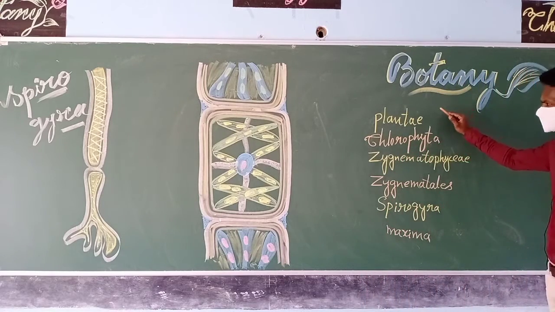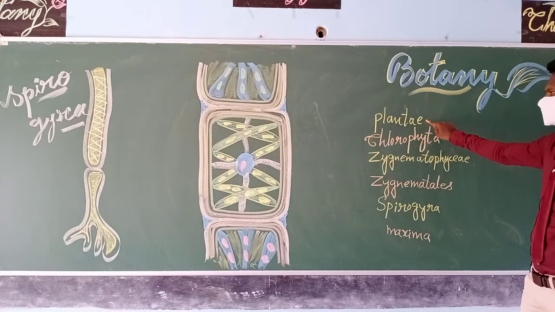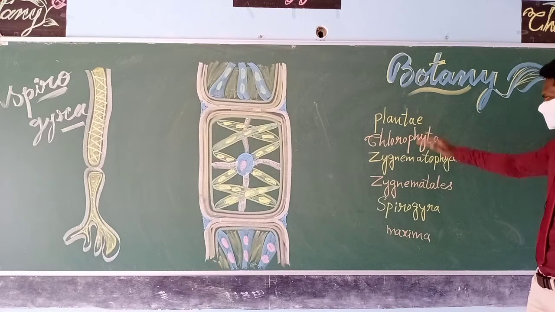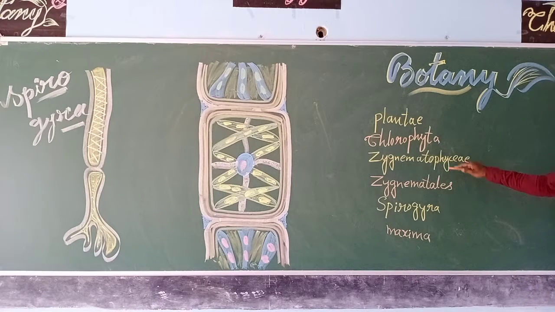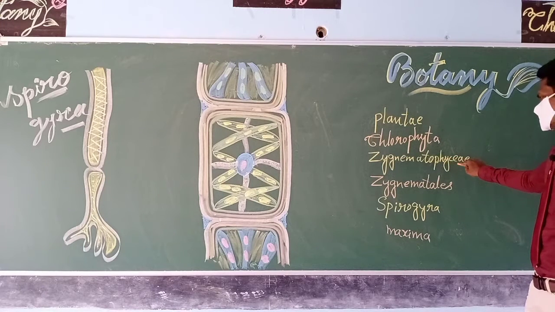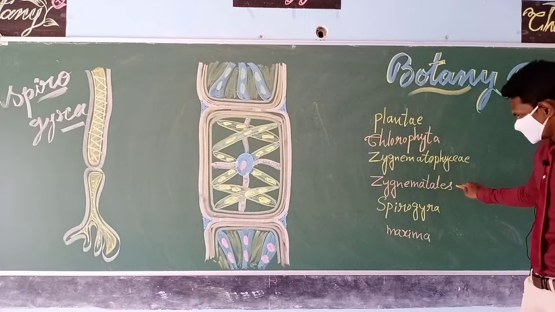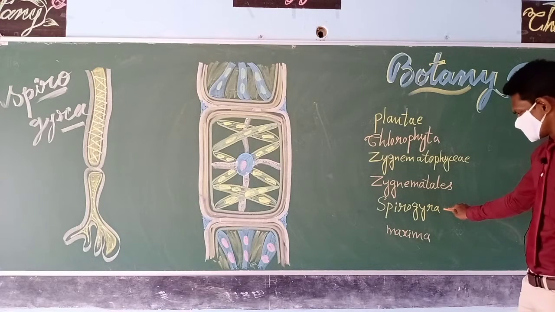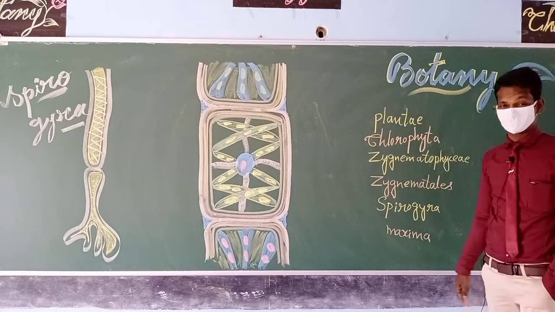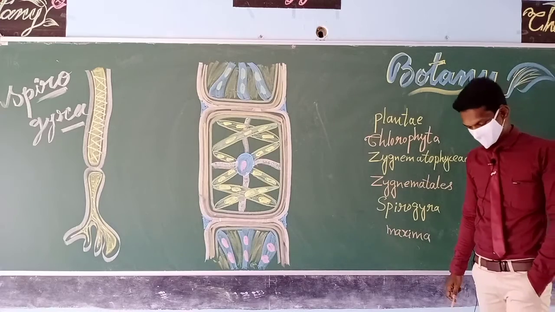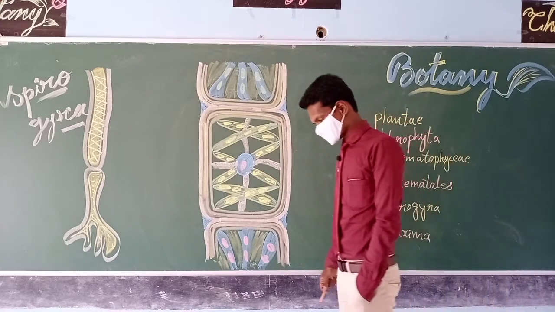Our Spirogyra is related to kingdom Plantae, division Chlorophyta, class Gymnomatophyceae, order Gymnomatales, genus Spirogyra, species maxima. So the scientific name is Spirogyra maxima.